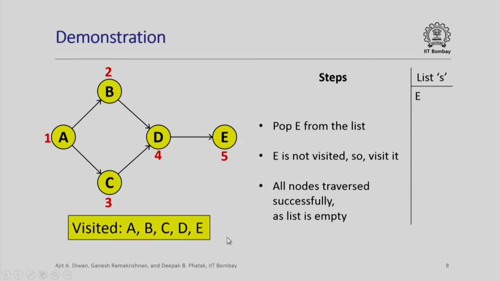I would like you to remember this fact that instead of a stack, by simply using it as a queue, we are able to implement the breadth first search in exactly the same fashion that we had implemented the depth first search. The only difference is that because we are treating the list as a queue, the pushing happens at the back of the queue and popping happens at the front of the queue.